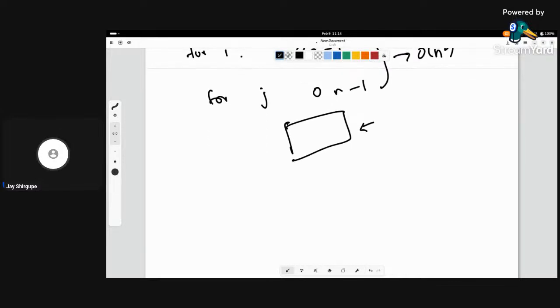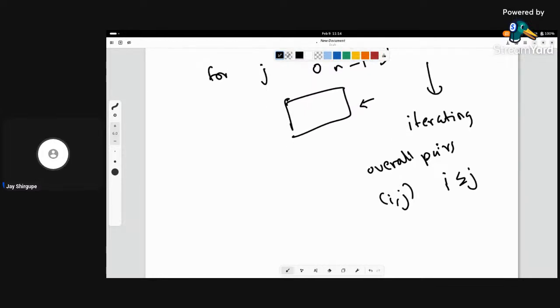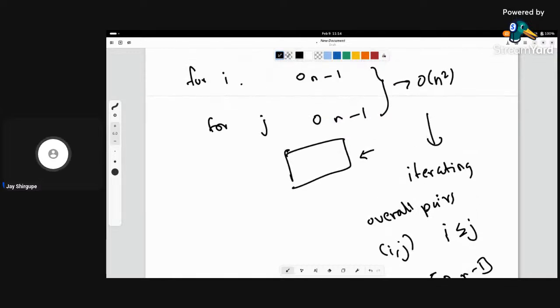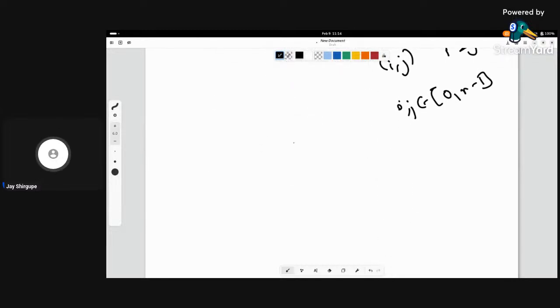If you look at what we are doing over here, we are basically iterating over all pairs i, j such that i is less than or equal to j, and both i and j are in the range 0 to n minus 1. Now, how do you eliminate these two loops and find a better, O(n) or O(n log n) way to iterate over the relevant ij pairs?